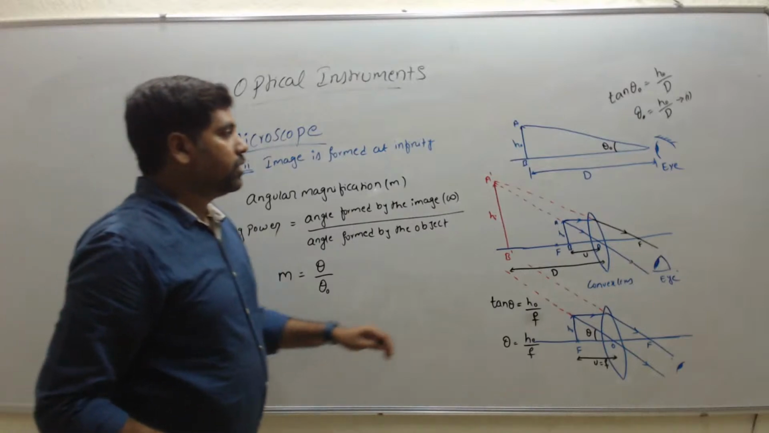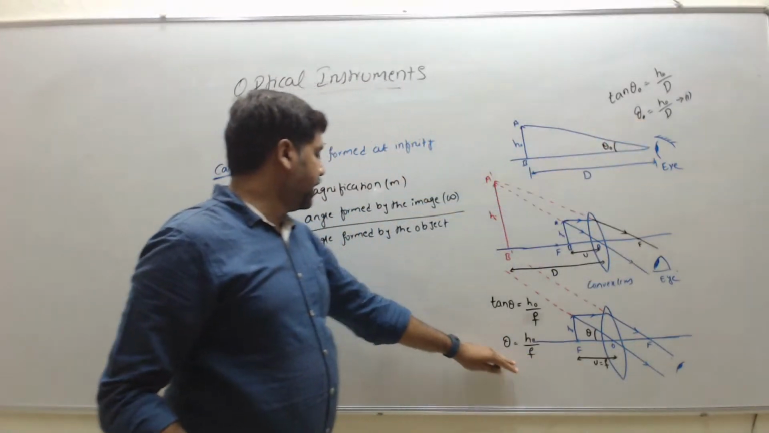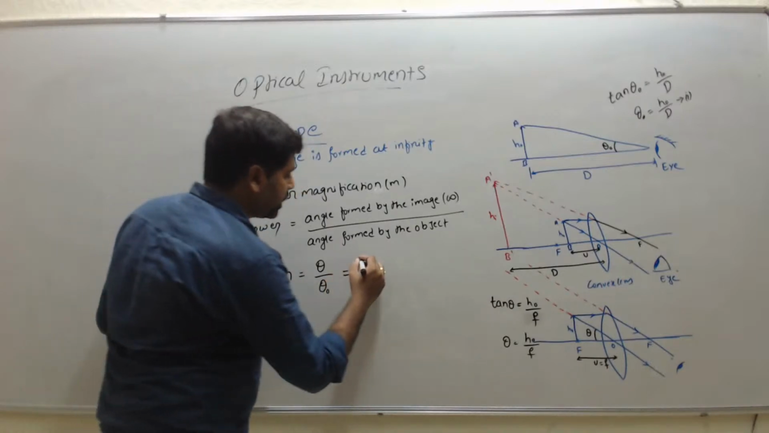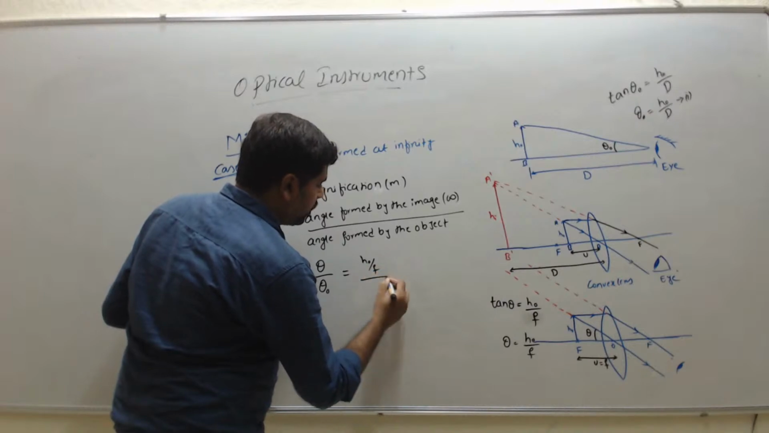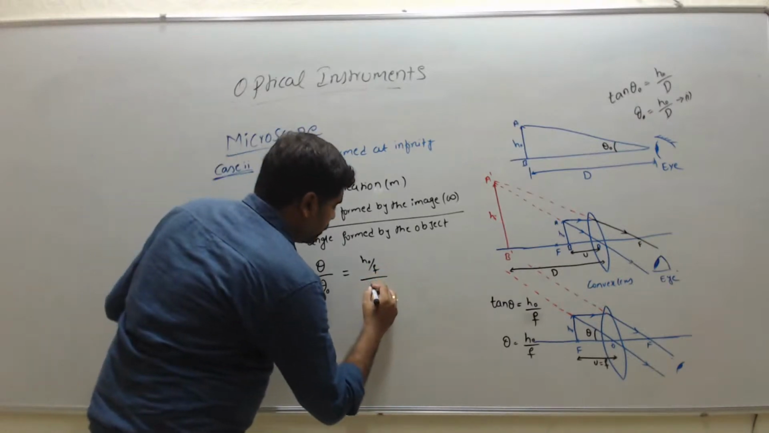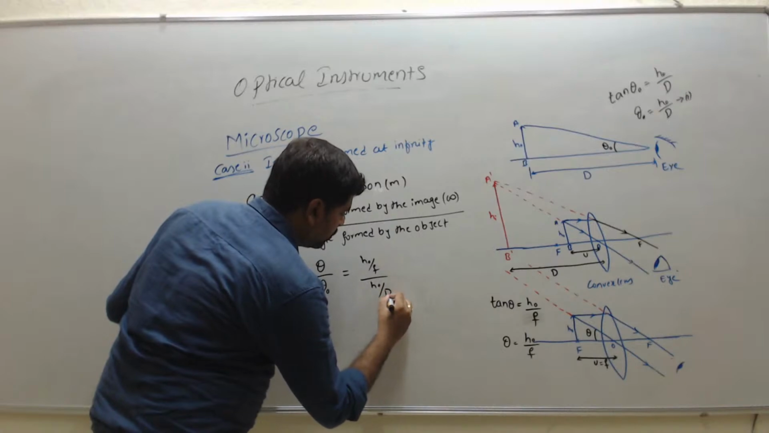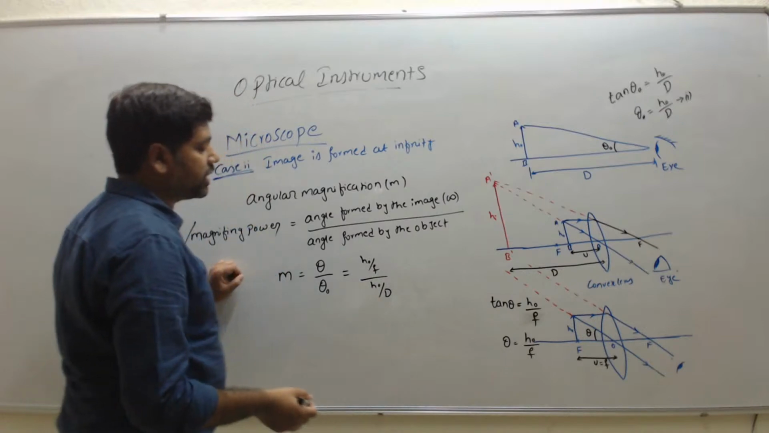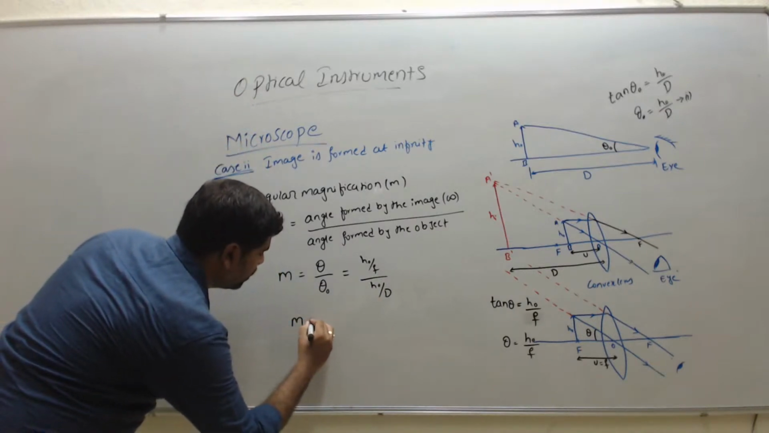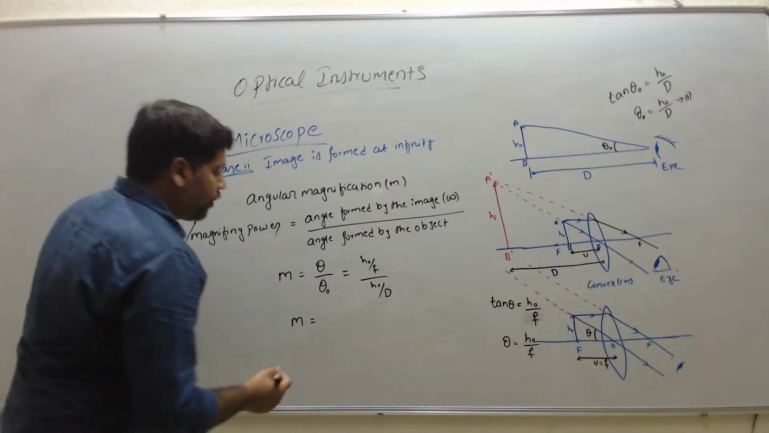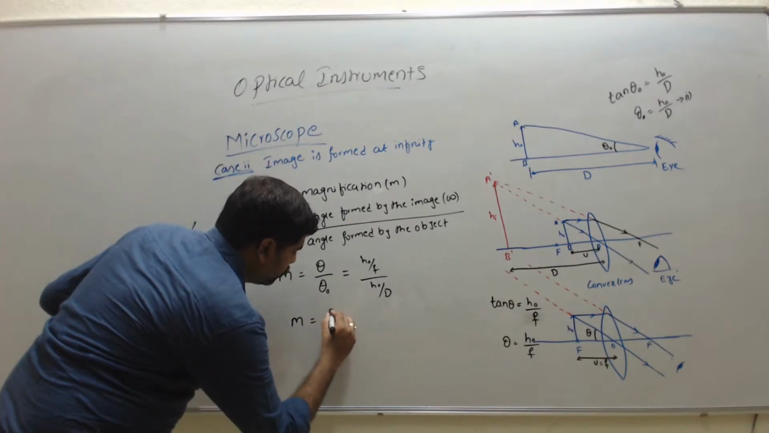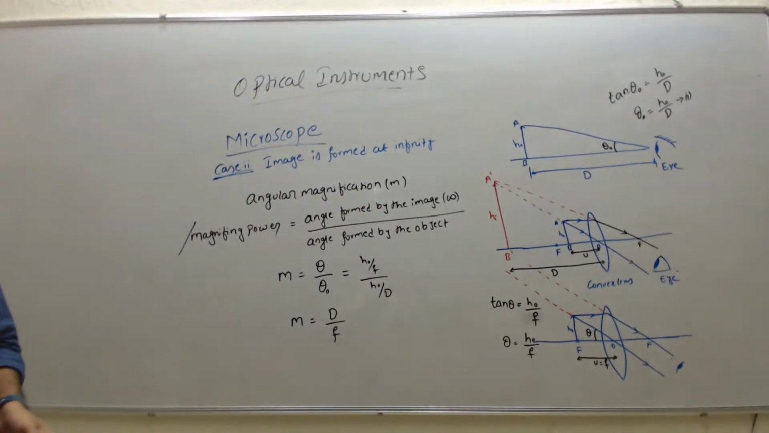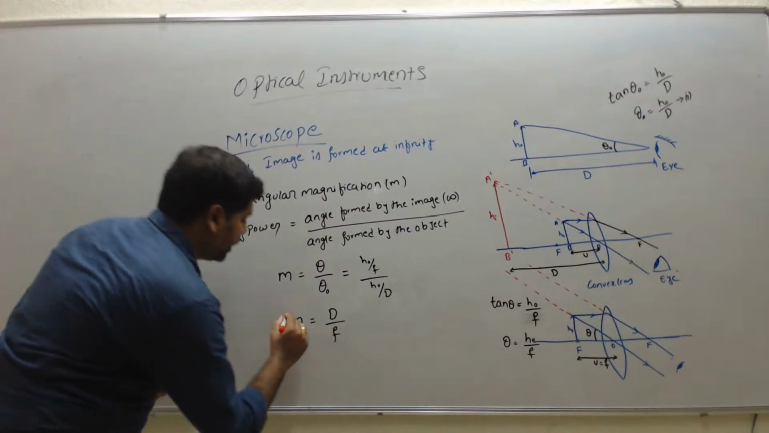So if we substitute the values of theta naught and theta into the magnification m, we get theta, which is h naught by f, divided by h naught by d. So in the numerator h naught and in the denominator h naught get cancelled. If we rearrange, then the angular magnification or magnifying power m is equal to d divided by f. So this is for the image which is formed at infinity.